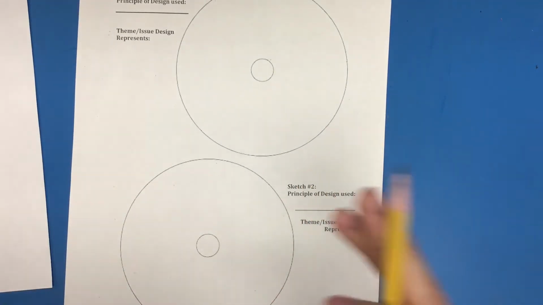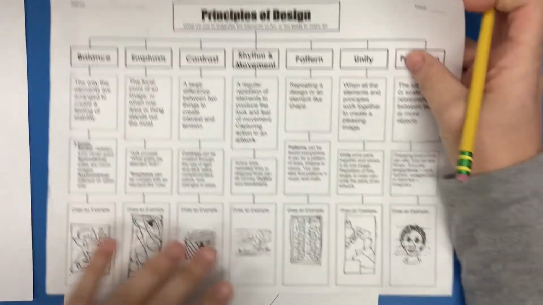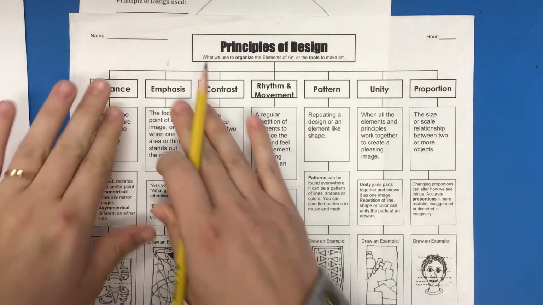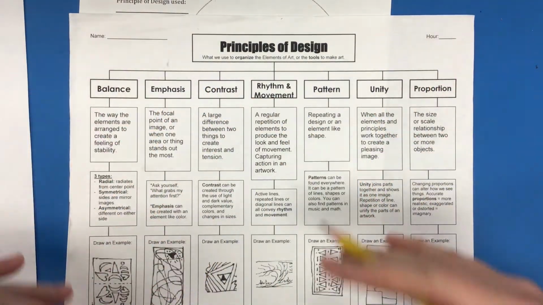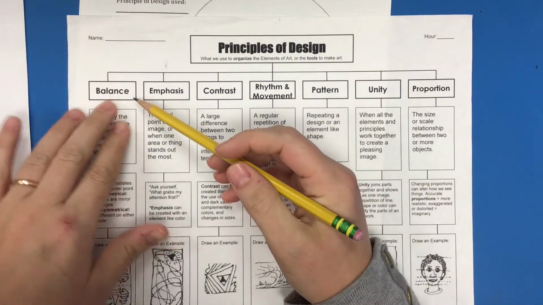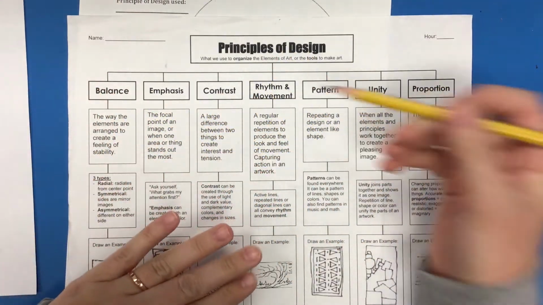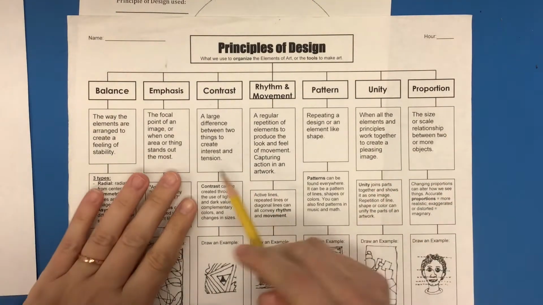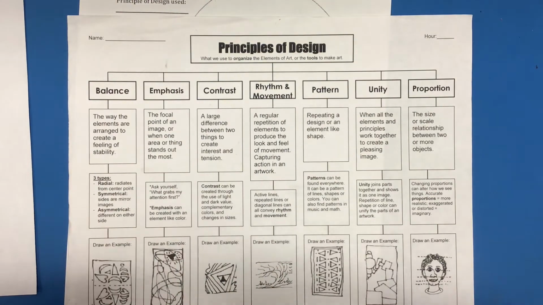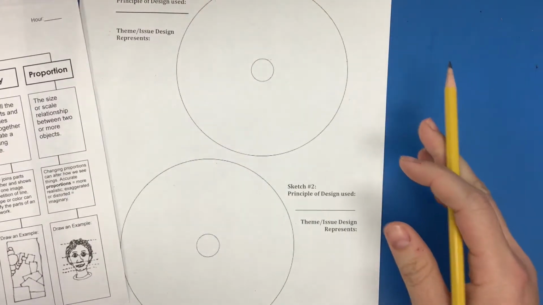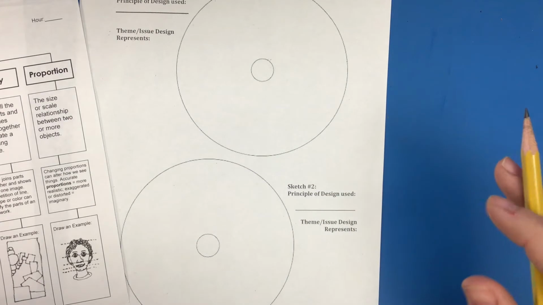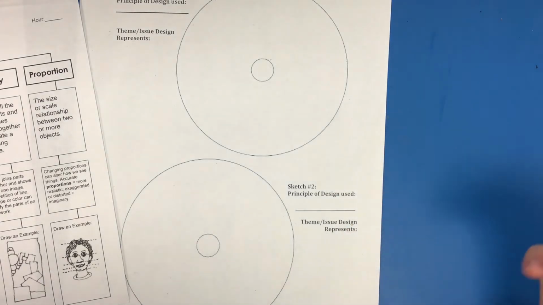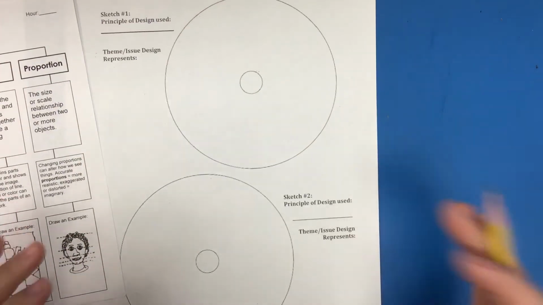The next thing I have to think about before I start sketching is the principles of design. You need to use one of these principles in the design that you create. So are you going to use balance, emphasis, contrast, rhythm and movement, pattern, unity, or proportion? One of the things I thought about doing was rhythm and movement, because water has motion. I thought about showing the motion of the water going through the water cycle and how that can affect our water.